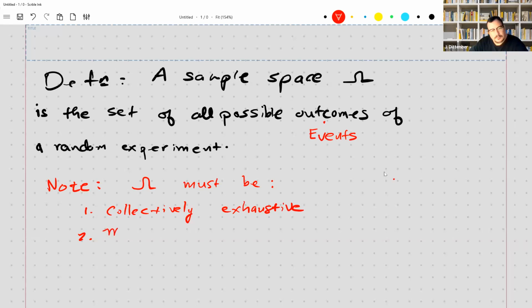It must be that all of the events are mutually exclusive. So again, if I flip a coin, it can land on heads or it can land on tails, but it can never do both. So at the end of the experiment, there is only one outcome that is possible to have happened out of all of the possible outcomes. All right, and then the sample space, it must only have the necessary information and nothing less or nothing more.